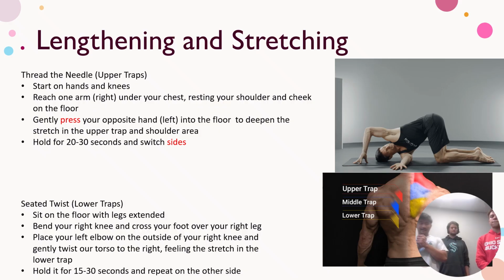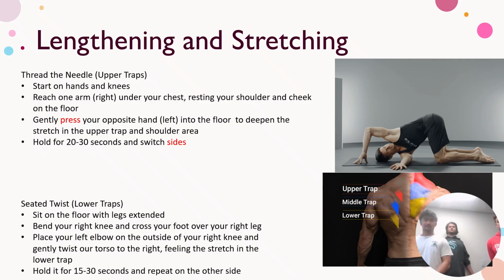All right, for isolated exercise for lengthening and stretching the muscles for the upper traps, we have thread the needle. So start with your hands and knees. Reach one arm, which is your right side, for example, on your chest, resting your shoulder and cheek onto the floor. Then gently press your opposite hand into the floor to deepen the stretch in the upper trap and shoulder area. Hold it for 20-30 seconds and switch on the other side and do it again.